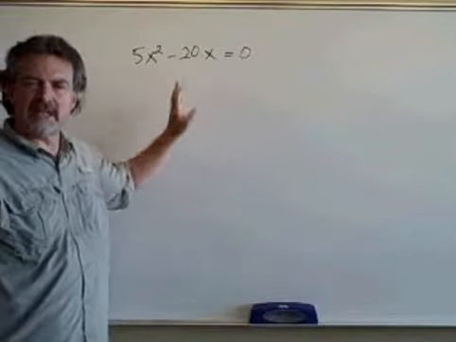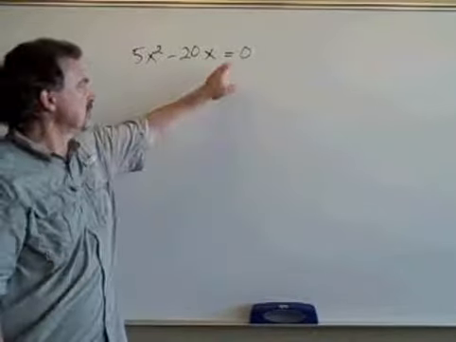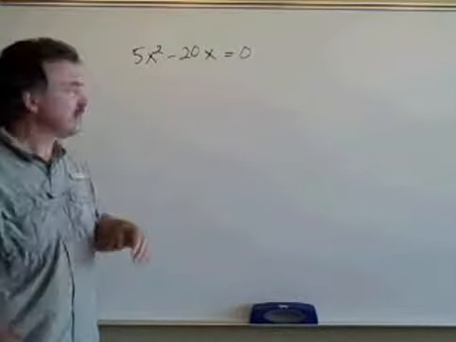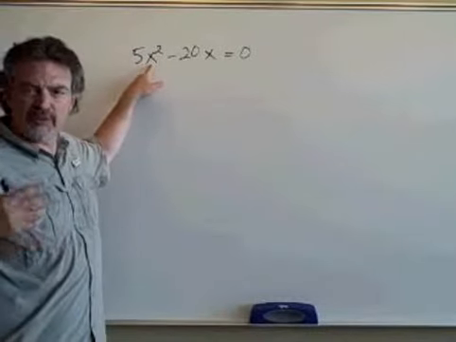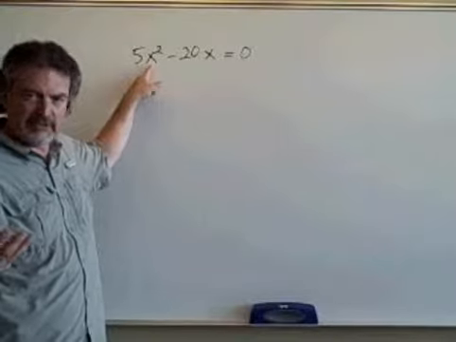Here's our second example of a quadratic equation. How do we know it's a quadratic equation? Well, the equal sign tells us it's an equation. The highest power of the variable is 2. That's our indicator that it's a second degree or quadratic equation.